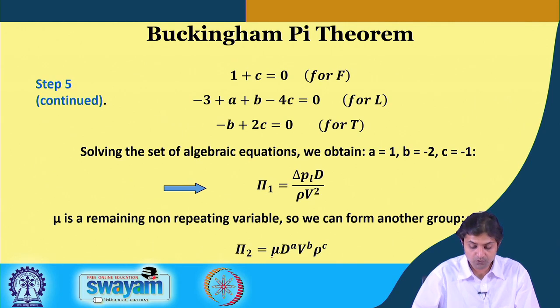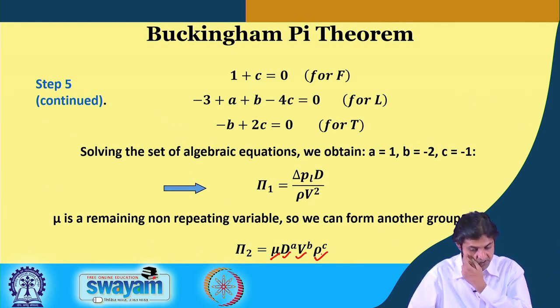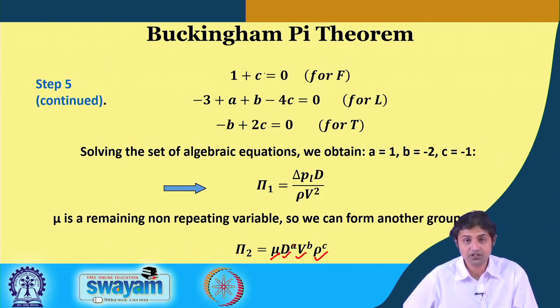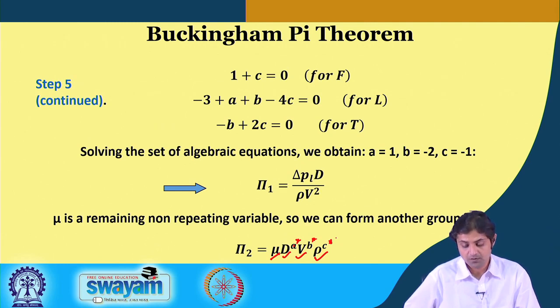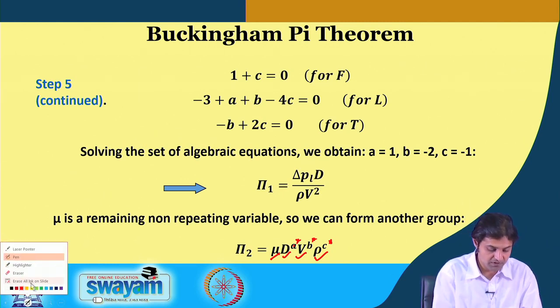So, we form another group where we have mu, d to the power a, v to the power b, rho to the power c. One important thing to note is that this a and this a are not equal. So, actually we can write a star, b star, c star, so that you do not get confused, but we have to solve in a similar way. This a, b, c will be different from what we have obtained for pi 1. Do not simply substitute a, b, c that is obtained from the first dimensionless group. It is a new a, b, c, small a, small b, small c, very important to note.